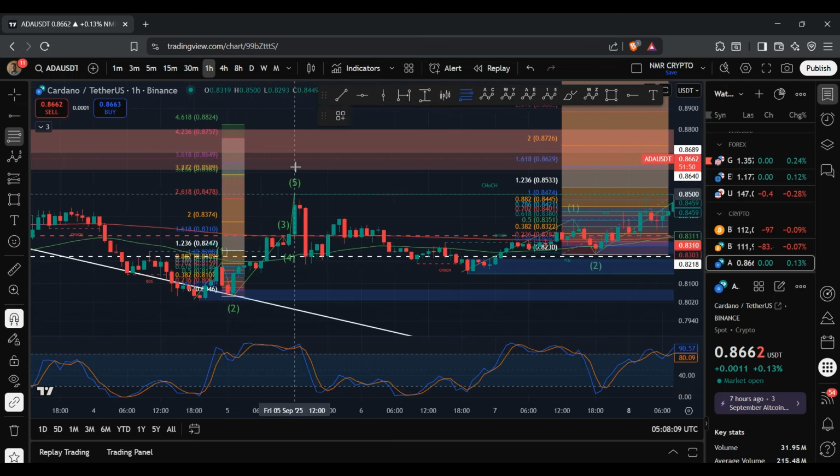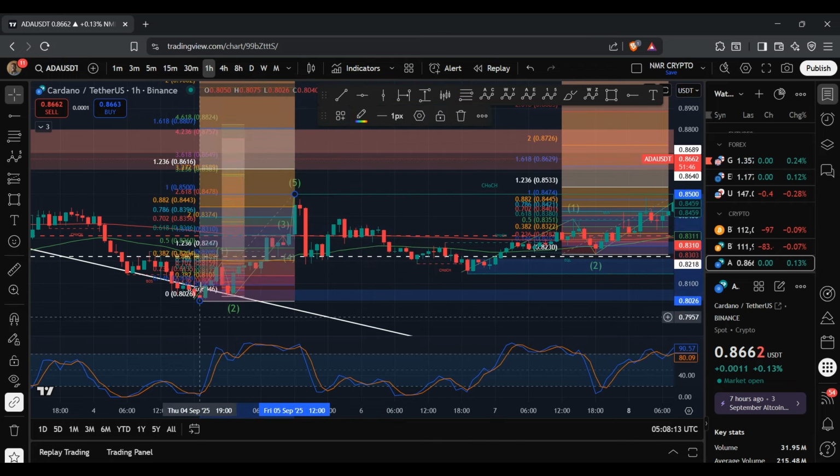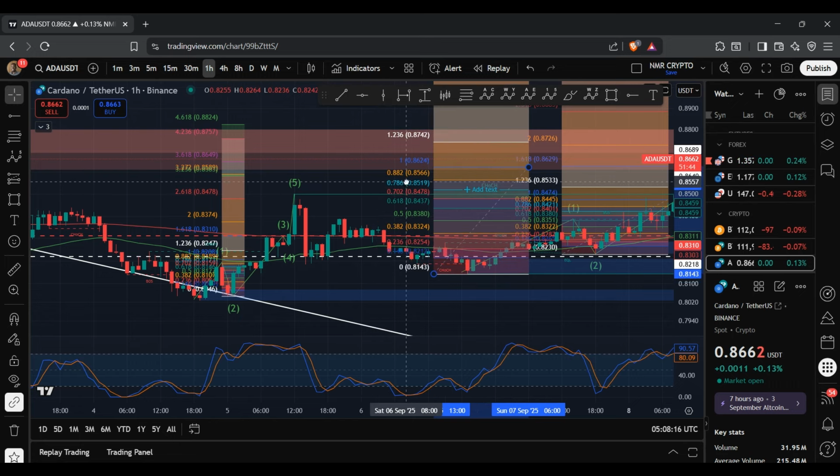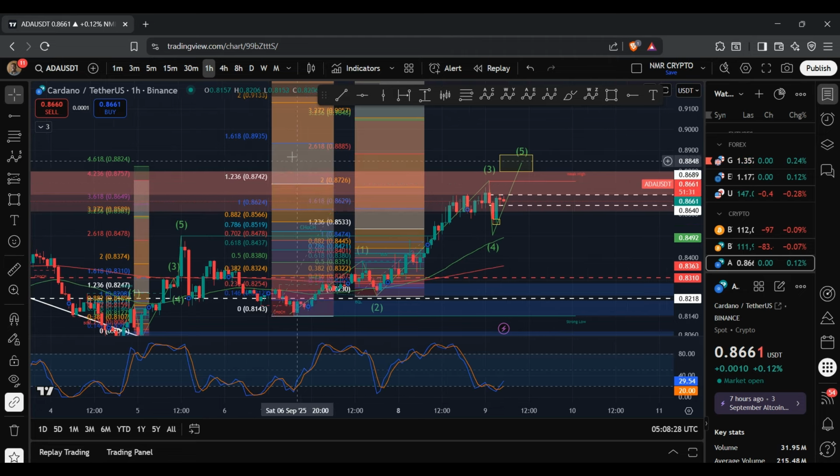So very quick, if I bring in the fib tool and bring this to 81.43 cents, and so we have tapped into that region between 1 to 1.226. Yeah, this level here would determine whether or not we are bullish or bearish.